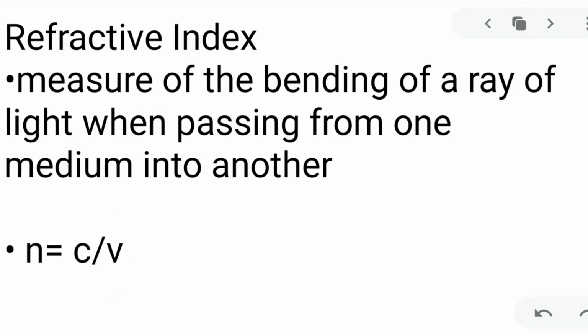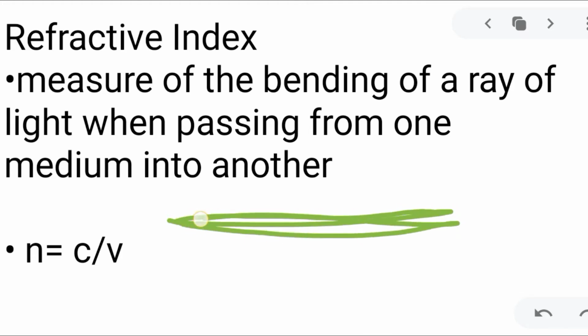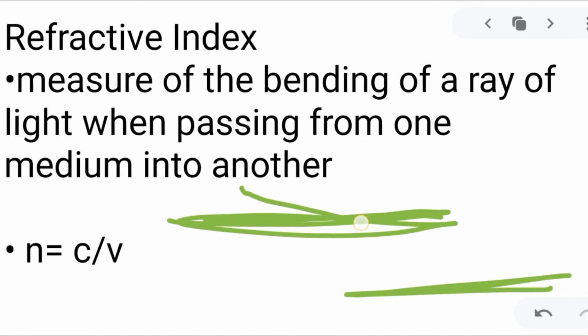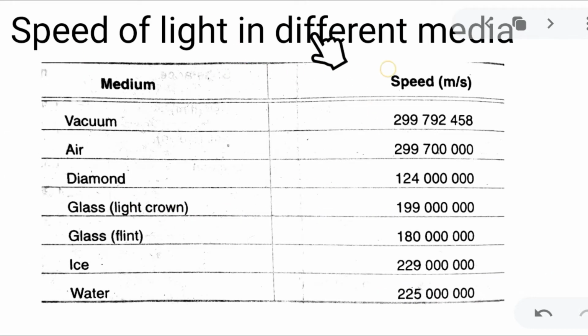So when we talk about refractive index, for example, the light travels in a vacuum, and then it will pass through into water, let's say. So when the light passes from one medium into another, it bends. It measures how much is the bending of the light. So that is the refractive index. Then we have here the speed of light in different media. We have the materials or medium and then the speed of that.